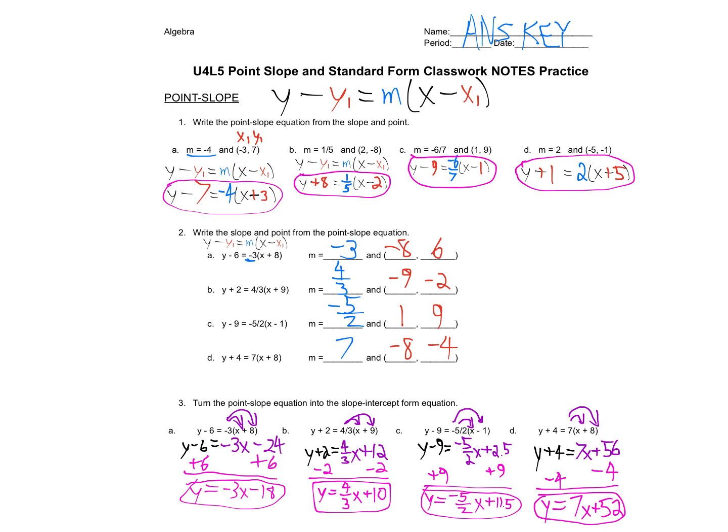Point slope form is y minus y1 equals m times the quantity, that's parentheses, x minus x1, parentheses. Everything in black is always there. You always have the y minus, the parentheses x minus, and the other parentheses. x1, y1 is your point, and m is your slope.